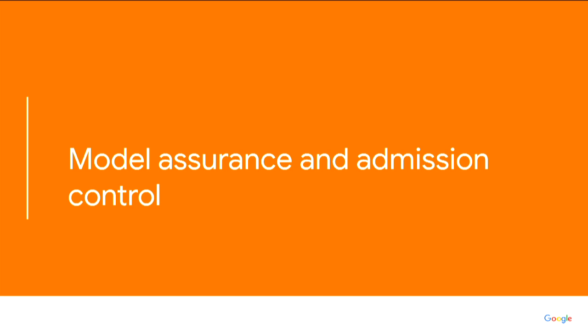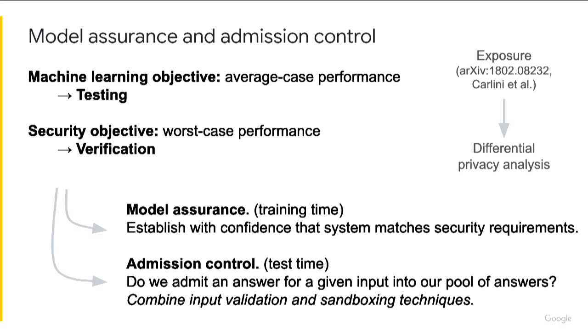Basically, by doing this work, it occurred to me that there are a few directions that we haven't explored much as a community. And I think they would have a lot of value if we made progress in these directions. The first one that I want to discuss is model assurance and admission control. Let me provide a little bit of motivation and explain what I mean by this.